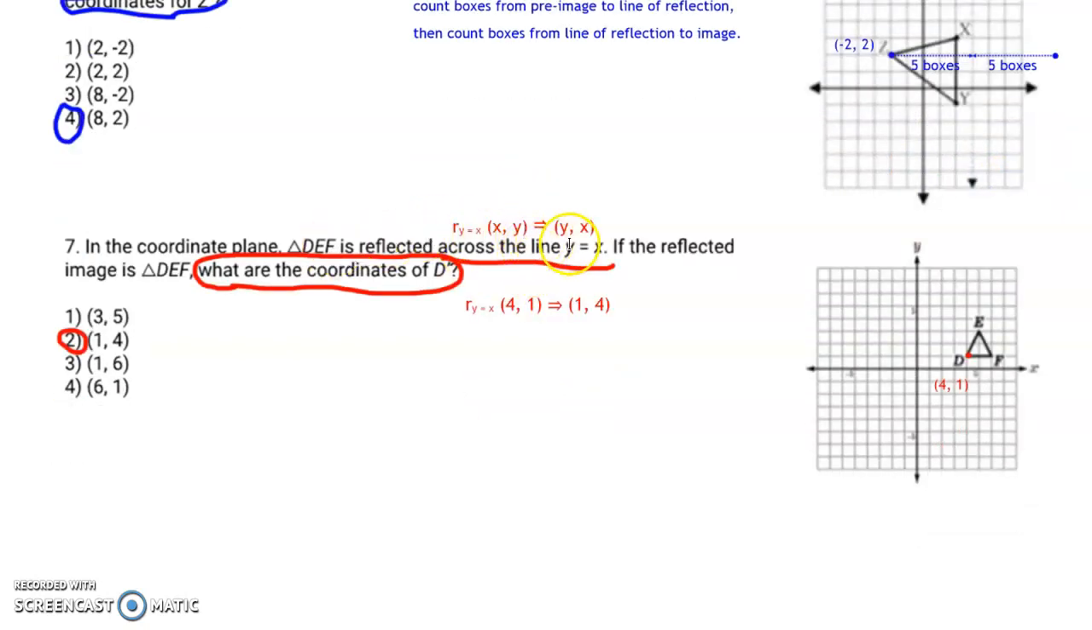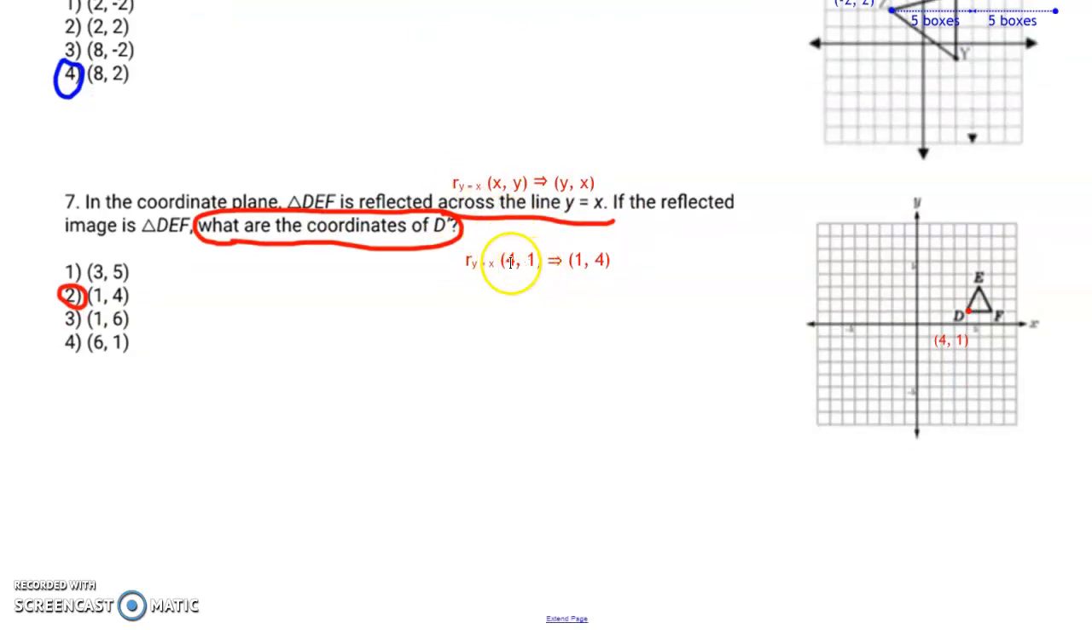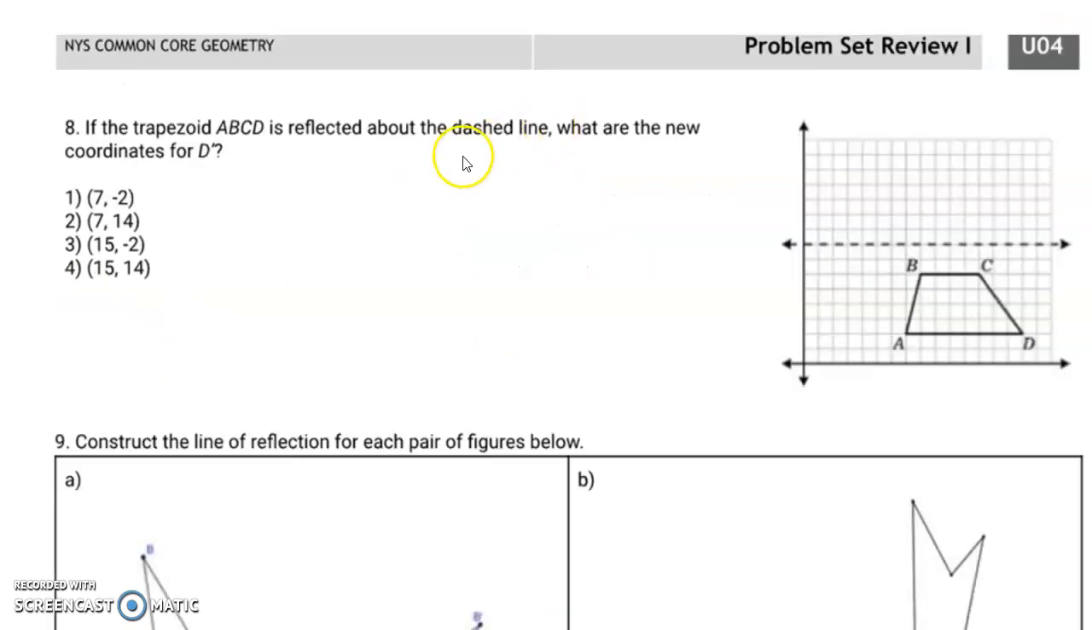And then in this case, it's telling us y = x again. That means we switch the order of the x and the y. By now, you should realize that y = x means (4, 1) flips to (1, 4). The next page of the problem set is up next. Please pause the video if you haven't already done so, and then come back to see if you got them right.